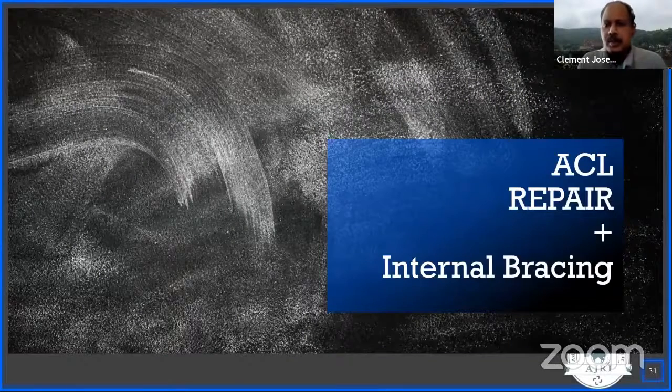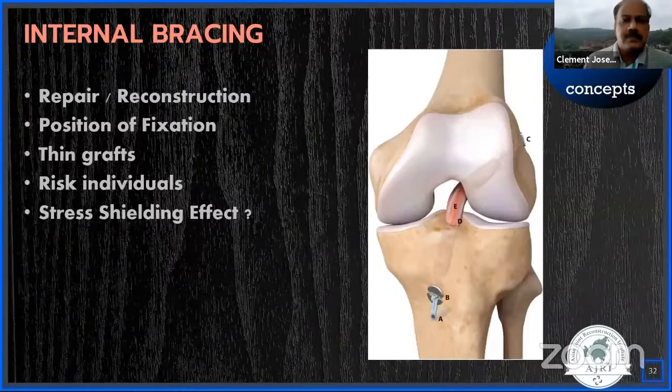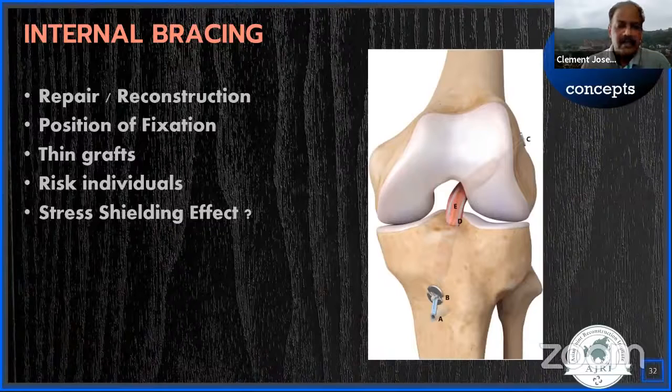And I'll also show a primary ACL repair in a pediatric patient. We are using internal bracing in these cases to protect your repair. Internal bracing may also be helpful if you are having a thin graft and individuals who are at risk of early failures. One concern is that sometimes this internal bracing can have stress shielding effects, so it can prevent the graft from becoming fully strong.